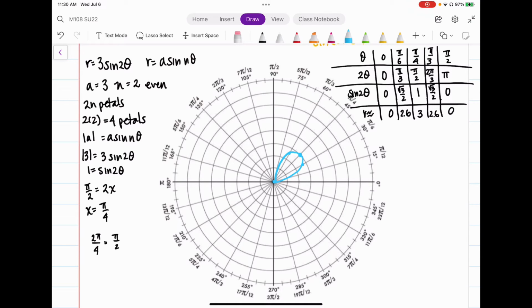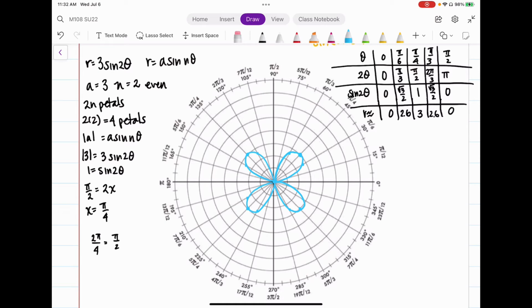And our petals are spaced every pi over 2, which means that I can duplicate this in each of the quadrants. At each of the pi over 4 intervals, I'm then going to mark a distance of 3. And next to each of those lines at 5 pi over 6 and 2 pi over 3, I'm going to do 2.6 just to give me some guidance to make my petals. And that is my rose.